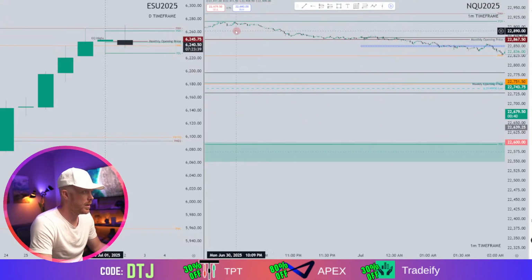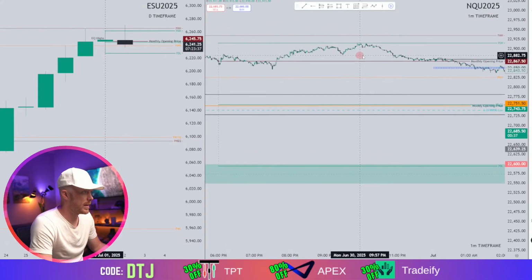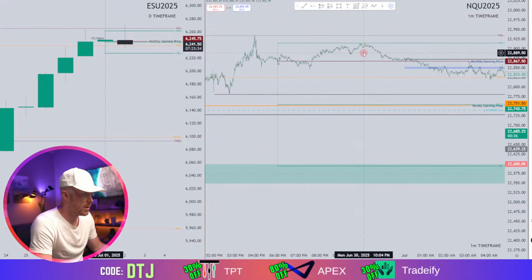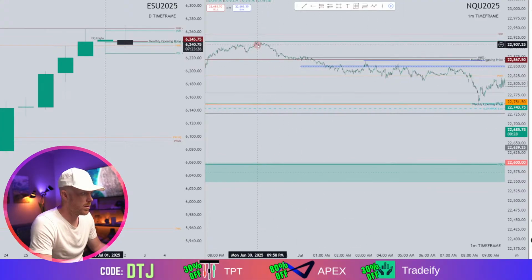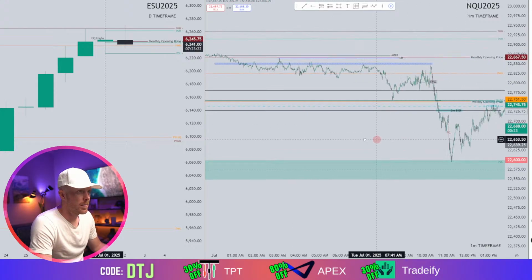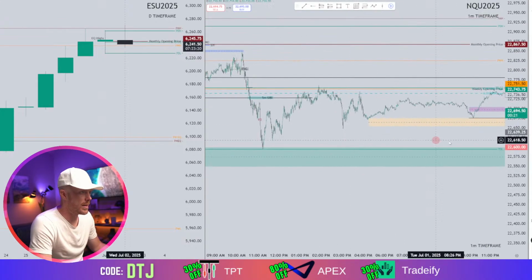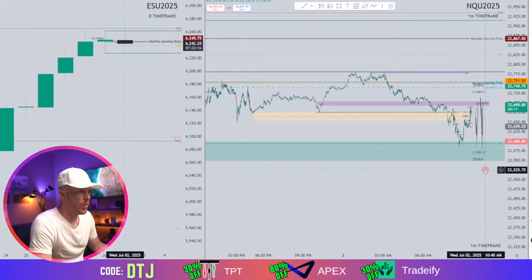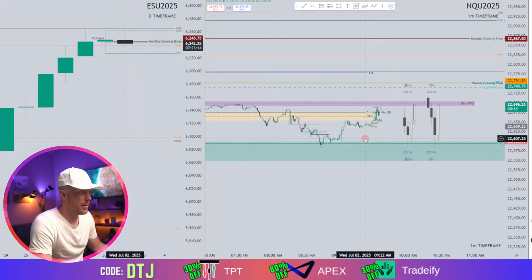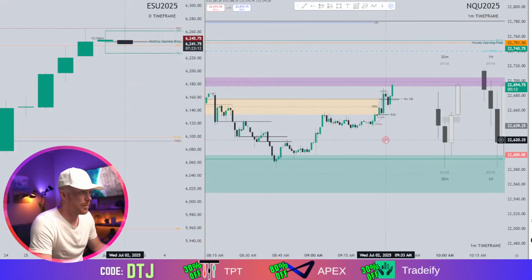Did we run that? Or we tagged it? That's Monday, yeah. That's Tuesday, 10 p.m. Yeah, we didn't. NQ hasn't ran it. ES ran it. That's interesting. So we don't have correlation right now.